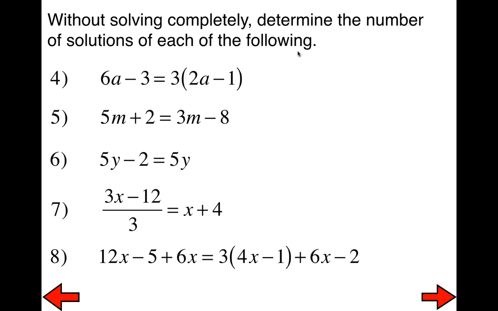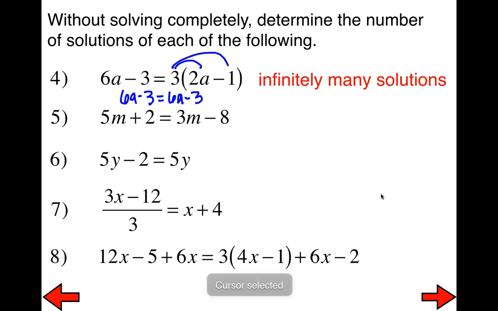Okay, so now we're back. So let's discuss what we have here. For number 4, I'm just going to simplify real quick. By distributing, I'm going to be left with 6a minus 3 equals 6a minus 3. These expressions are equivalent. So I would say that the answer is infinitely many solutions.